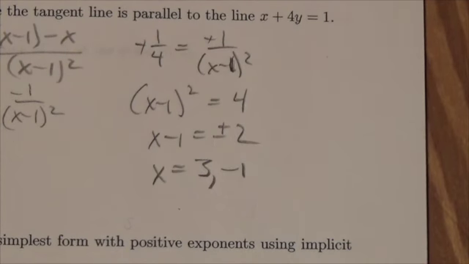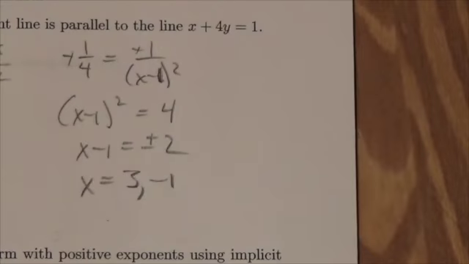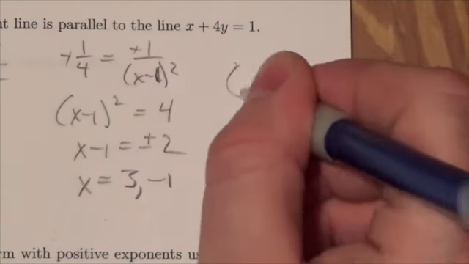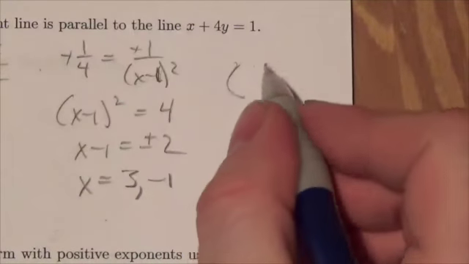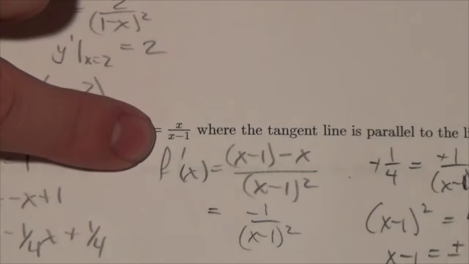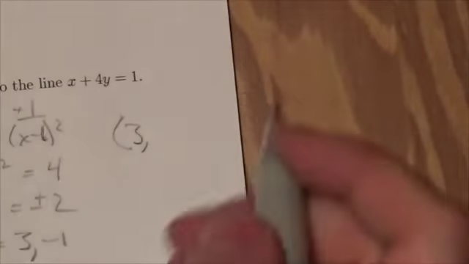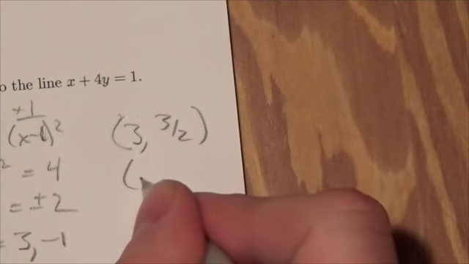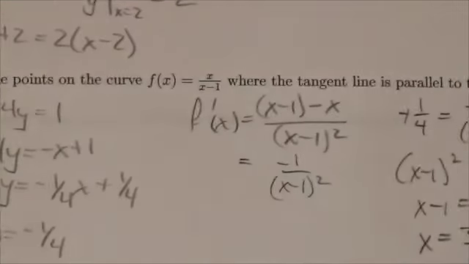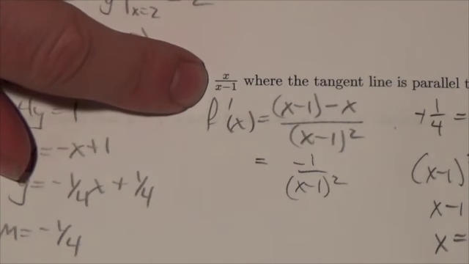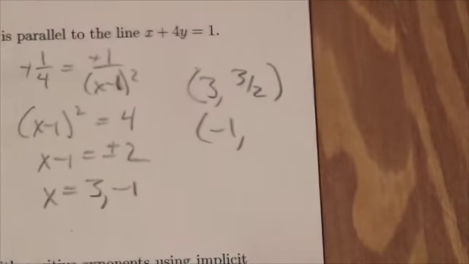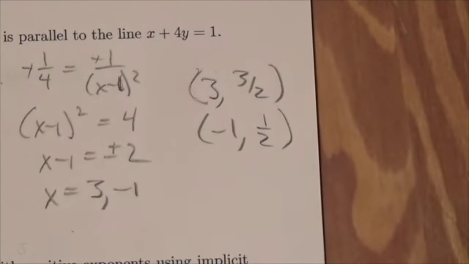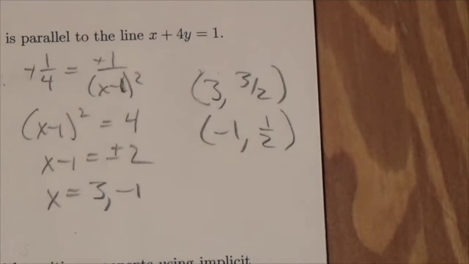That does not, however, answer the question, because the question was asking for what points on the curve. So now I have to go back to the original equation, and if I plug 3 into that, that's going to be 3 over 3 minus 1, so (3, 3/2). And then for negative 1, I go into here, negative 1 over negative 1 minus 1, which is negative 2. Now the negatives will cancel here, so this will end up being (negative 1, 1/2). And those are the two points that I was looking for.